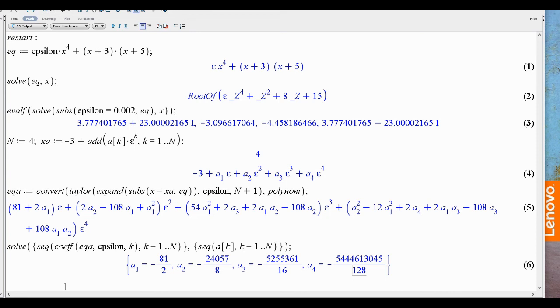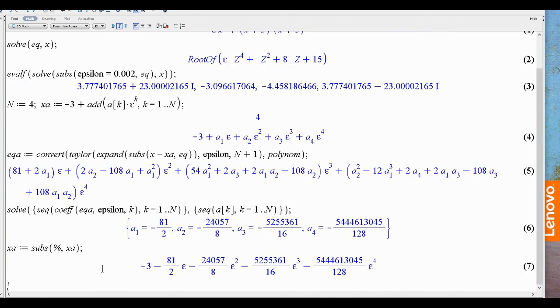Okay, and so I will come here and I will say, where is my approximation? XA. So I will say XA is equal to, substitute the previous in XA. This is my series. It is a truncated series. There are more terms over there. After this there are other terms. I have truncated it, but it is an asymptotic series. Okay, so now let me put 0.002. So for example, evalf, substitute epsilon equals 0.002 in XA.